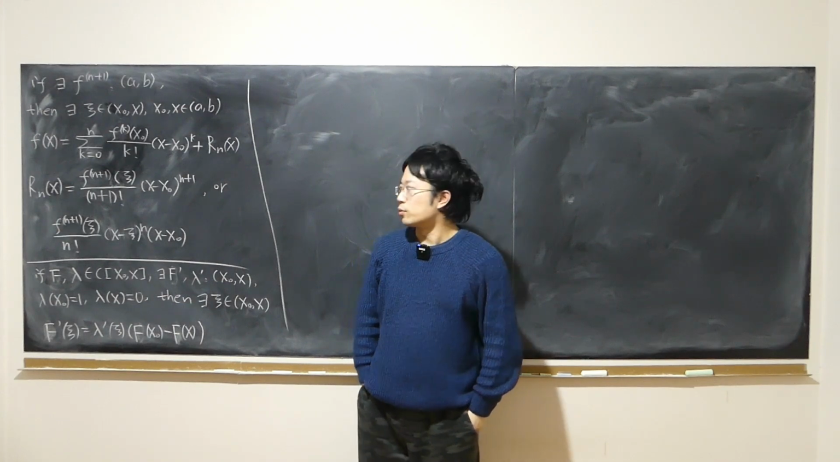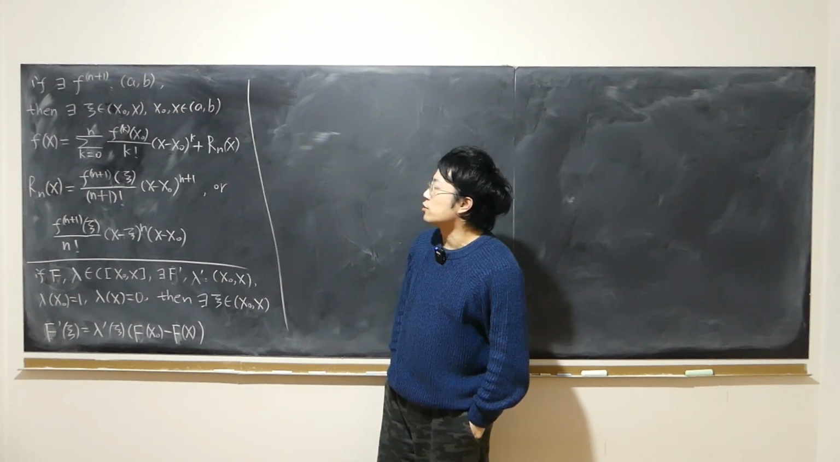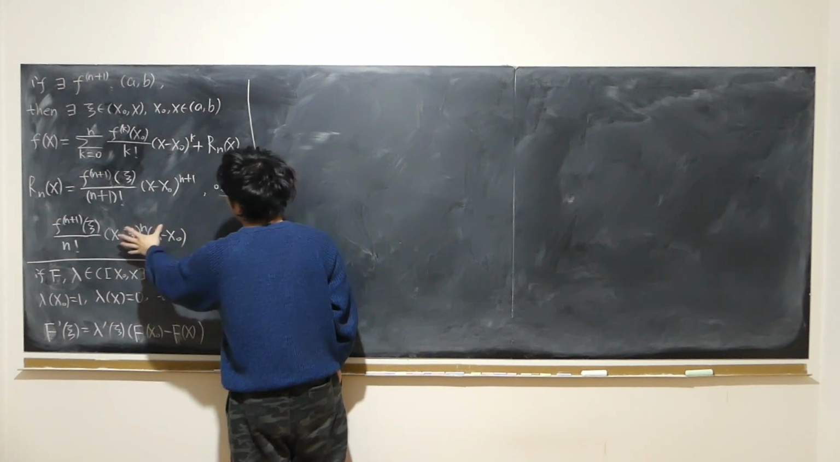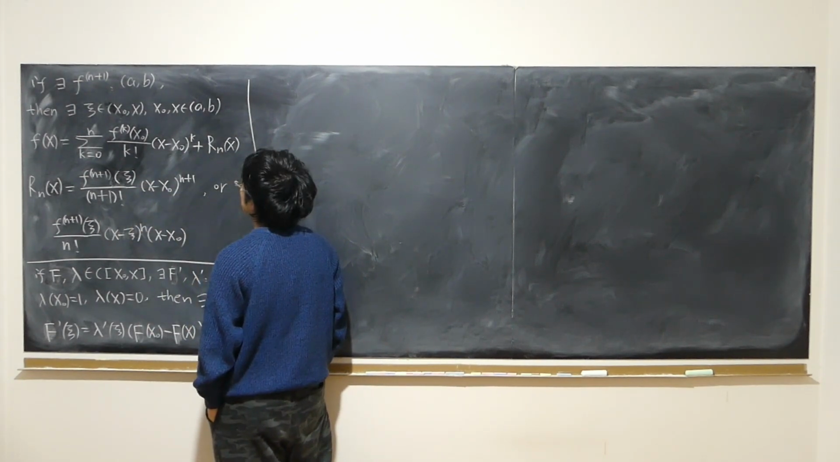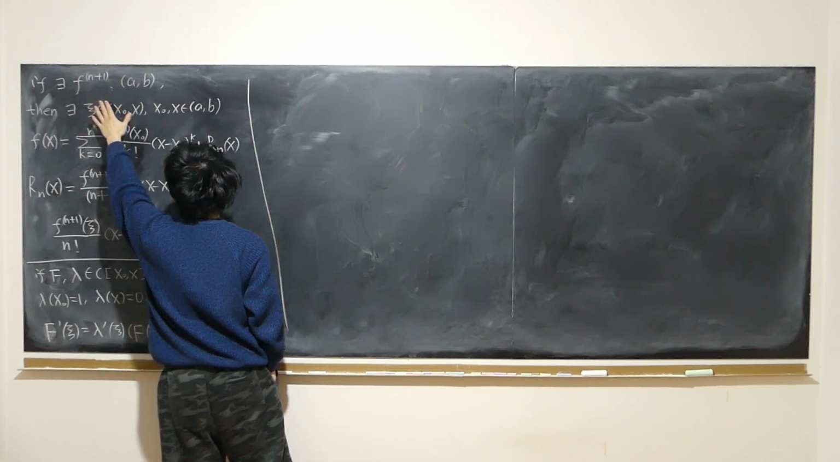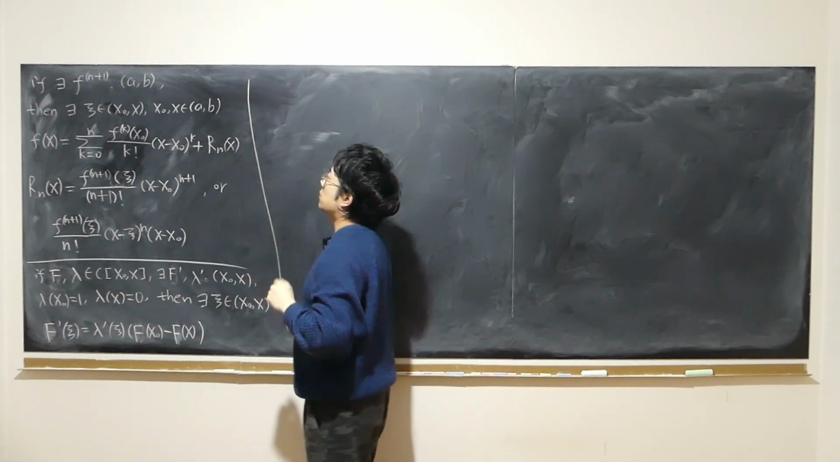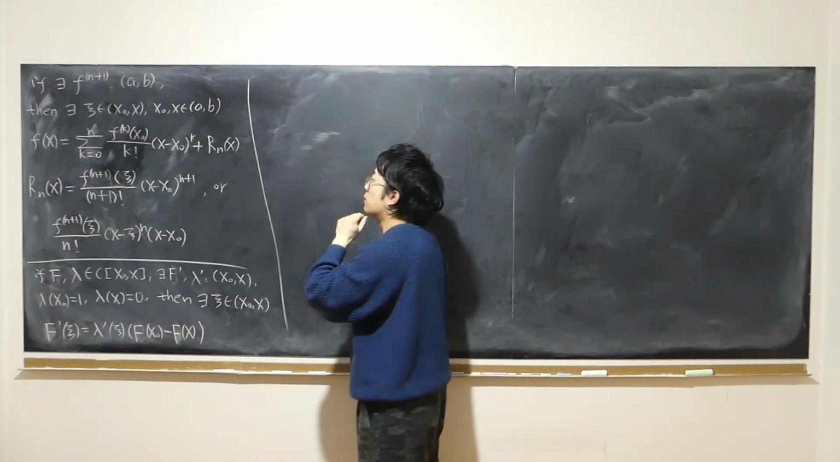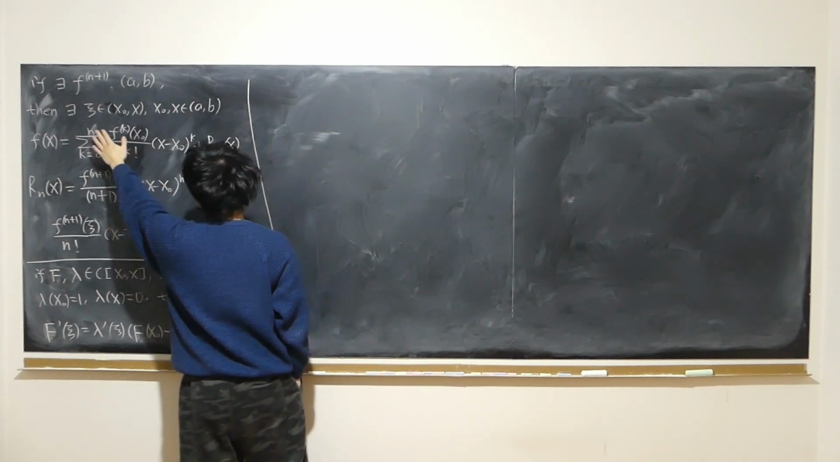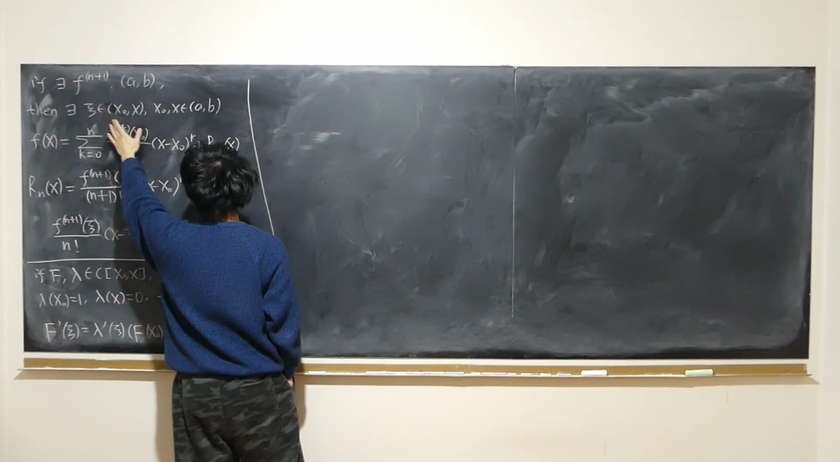In this video, I'm going to prove the Taylor expansion with the Lagrange remainder and Cauchy remainder. So if we are given the function is differentiable all the way up to the n plus 1th order derivative over open interval (a, b), then we can conclude that there exists a ξ inside the open interval (x naught, x).